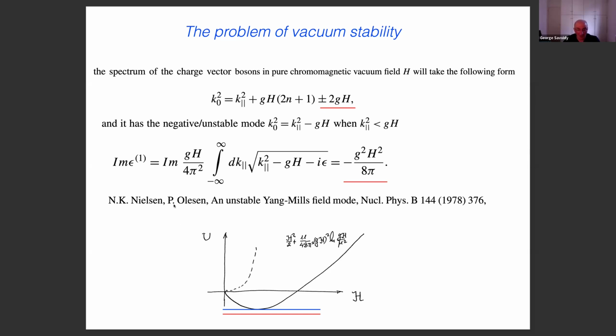That was discovered by Nielsen and Olesen just a year after my publication, which was in '77. So therefore, this vacuum energy, as you see, has this shape, and this is a condensate. So if there is an imaginary term, which means that the vacuum state is most probably unstable. That was a consequence of this fact.